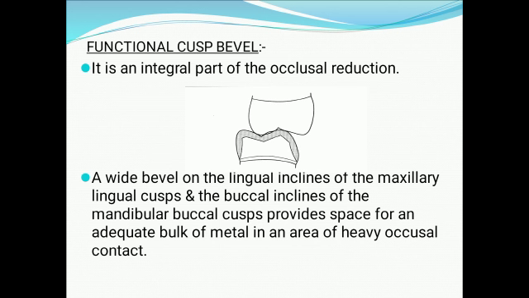Coming to the functional cusp bevel, it is provided to increase the thickness of an otherwise thin occluso-gingival junction of the restoration. It is an integral part of the occlusal reduction. A wide bevel on the lingual incline of the maxillary lingual cusps and the buccal incline of the mandibular buccal cusps provides space for an adequate bulk of metal in an area of heavy occlusal contacts.